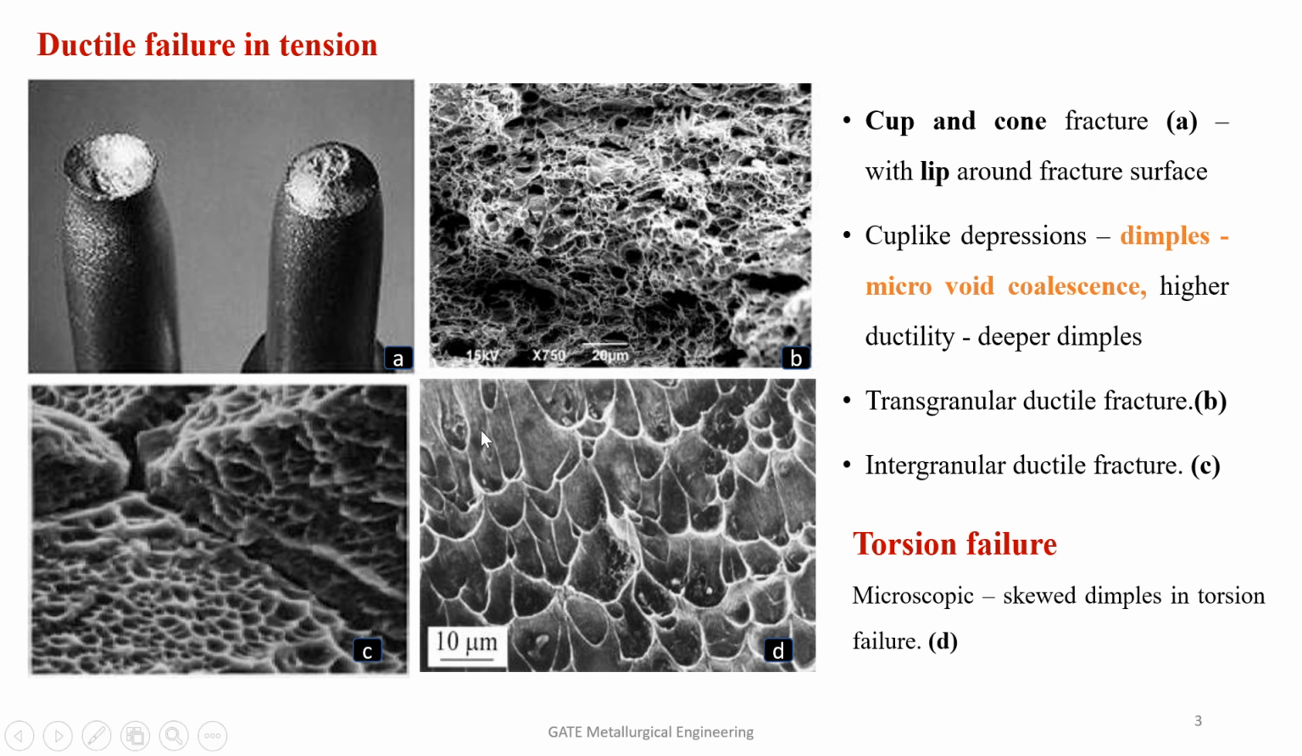Okay, we'll continue. So suppose we are comparing copper with something like steel, it is more ductile, right? So because of the increased ductility, what will happen?